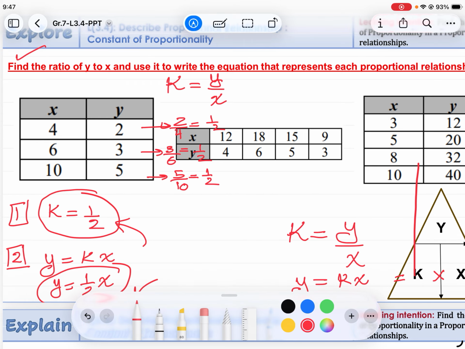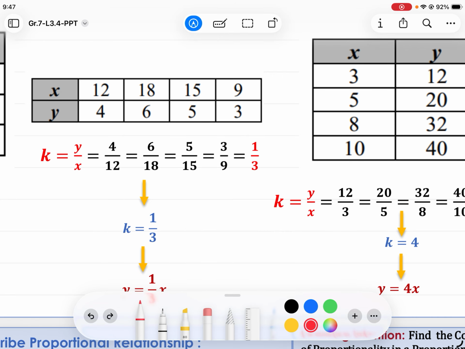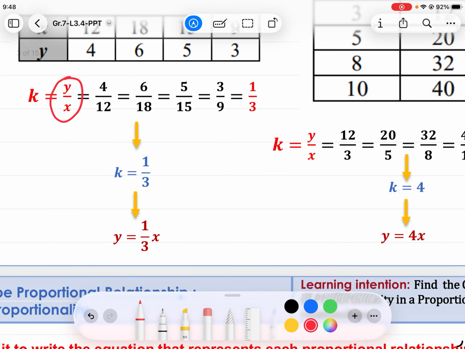Okay, if you move on here to the solution, look at the second one. When we divided y divided by x, we did the same as what we did with table 1, which is 4 divided by 12 and 6 divided by 18 and 5 divided by 15 and 3 divided by 9. We got the same ratio, which is 1/3. So we use that constant to write our proportional relationship equation, y equals 1/3 of x.